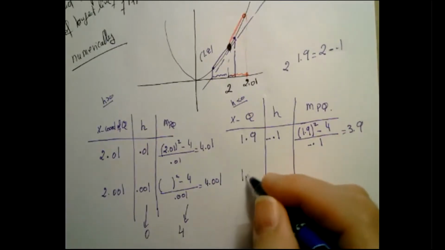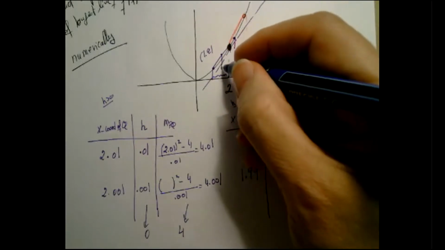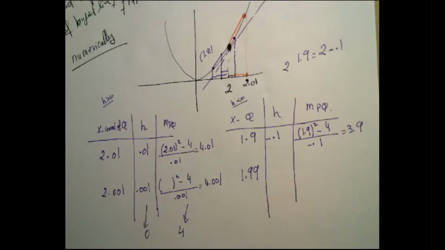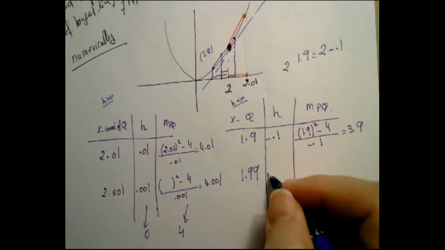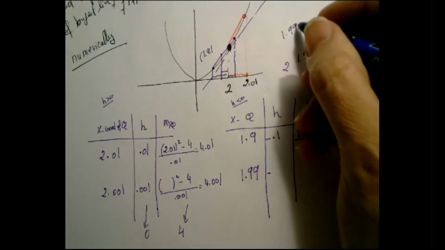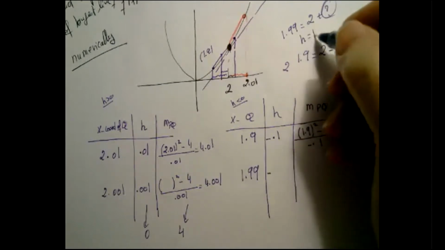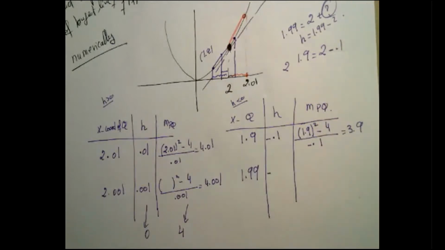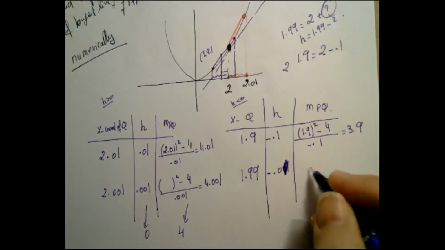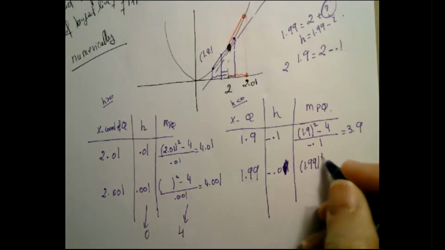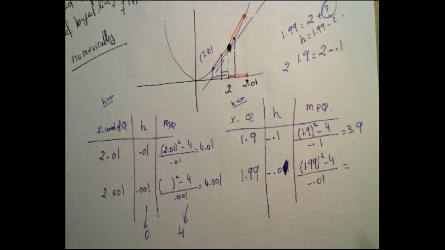Very good. I will take one more, 1.99. So now I am zooming in right here. The h is how much is from here to here, how much we're moving away from 2. So 1.99 is basically 2 plus what? That's really the h here. And if you do the math, 1.99, you're taking away 2 from it. So it's minus 0.01. And now let us compute the slope. So we will have 1.99 squared minus 4 over minus 0.01. And I will do the math here and I will get 3.99.